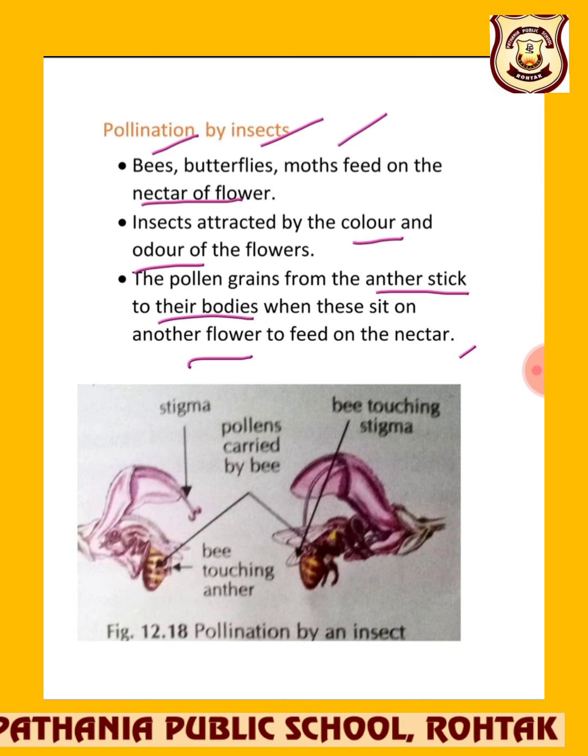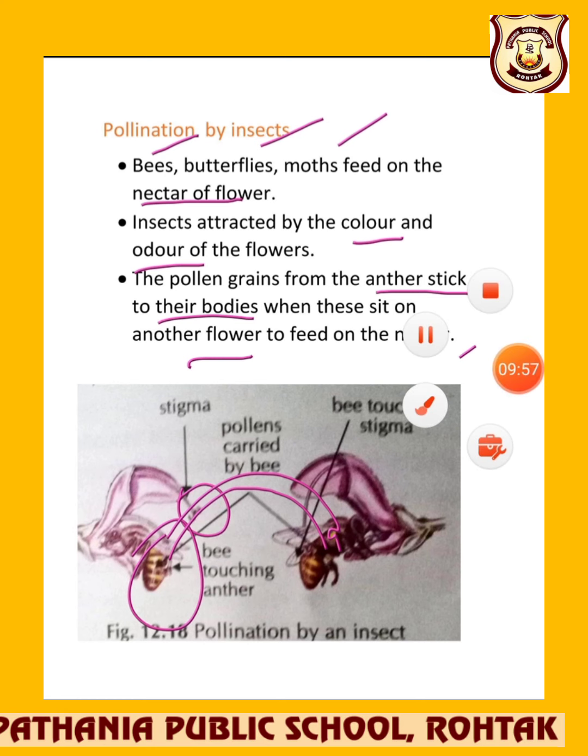You can see in the diagram, beta. The stigma is visible over here. This bee is touching another anther. How is it? Pollen carried by the bee is touching the stigma. From here it is going here, and here it is going here. Means they are transferring the pollen. It can be done by insects very easily as they are sitting on those flowers for the nectar. Okay.